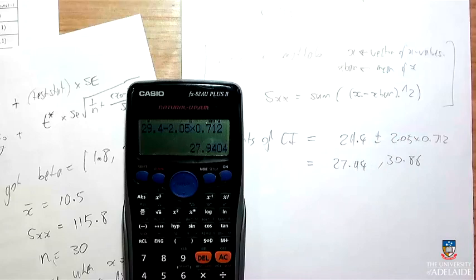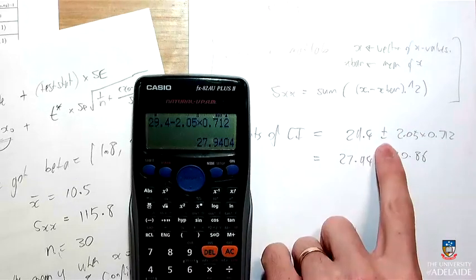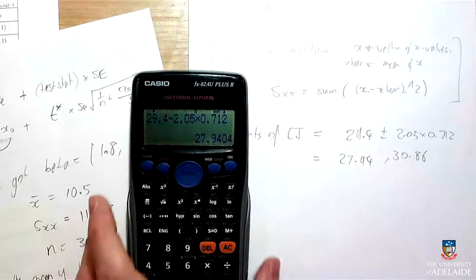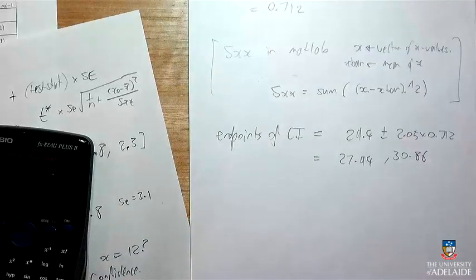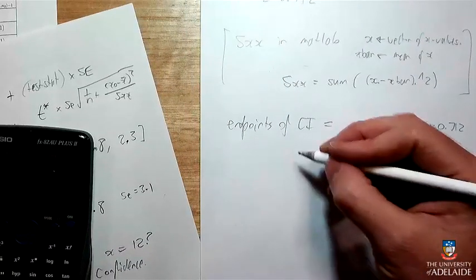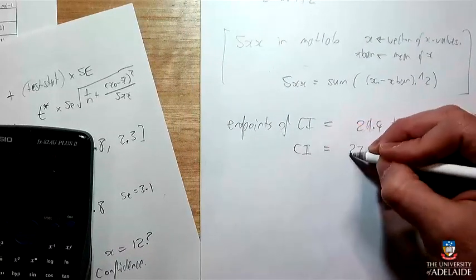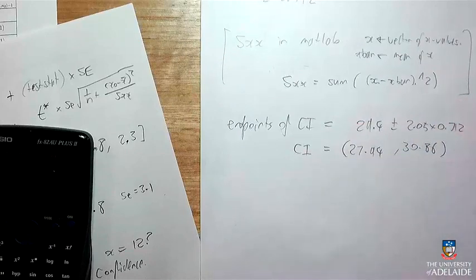So they're the endpoints of my confidence interval. One of them I did the minus, the other one I did the plus. And so that means that my confidence interval itself is that.